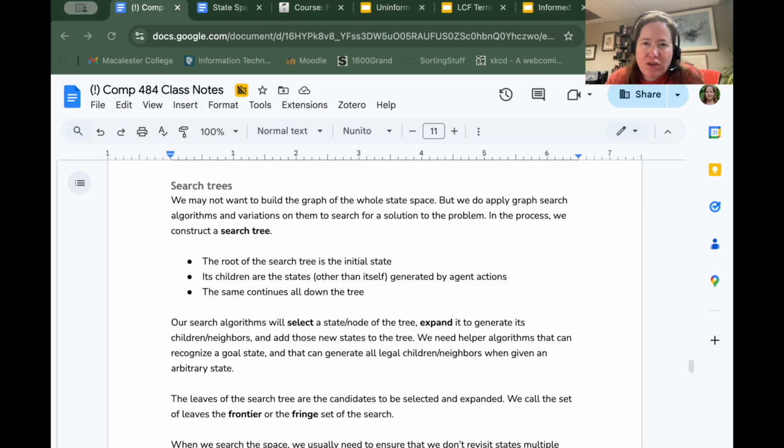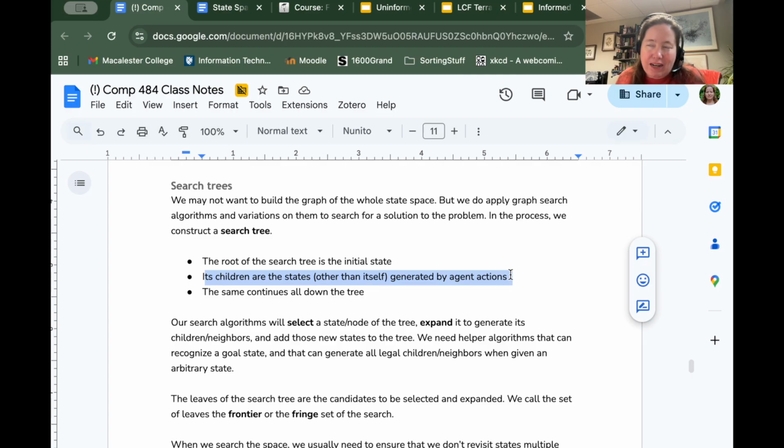So there are certain features of search trees. When we imagine them, the root of the search tree is always our initial state. Its direct children in the tree are the states that the various different actions could generate. So what other states could be generated from this parent state? And then we'll extend that. So the children each have their own children, which are the states you can reach by some other actions. So you put those two together and you've got two steps of the original agent. So the same continues all the way down the tree.